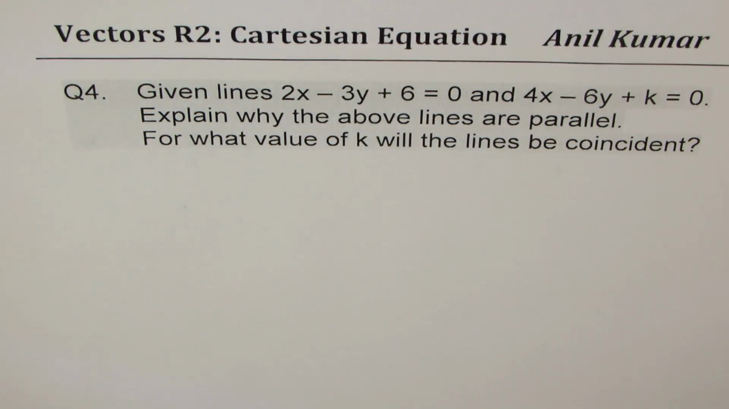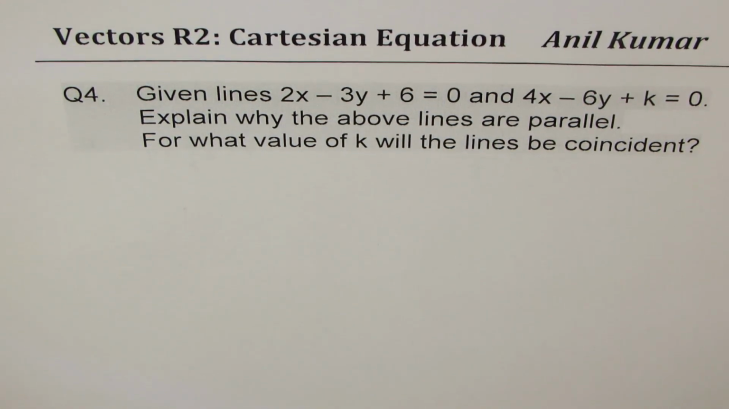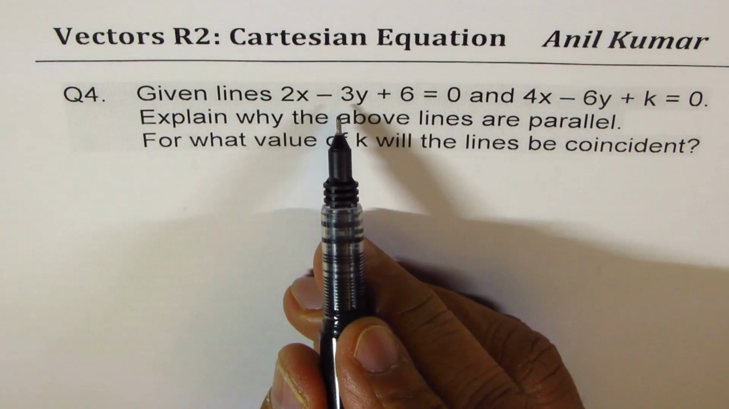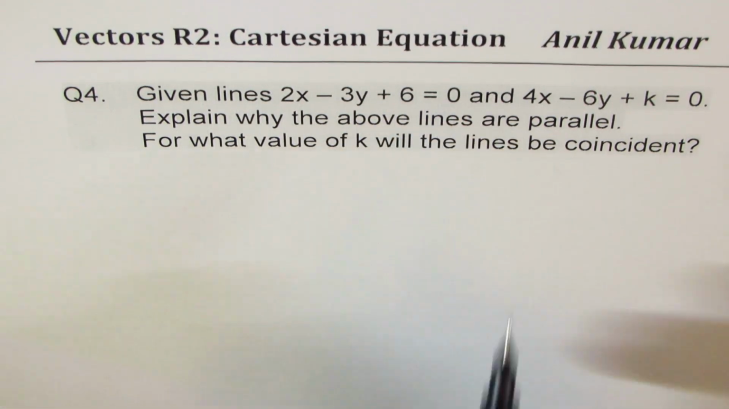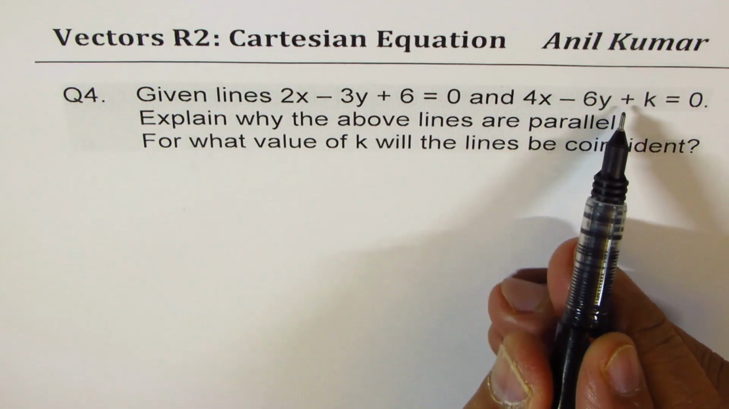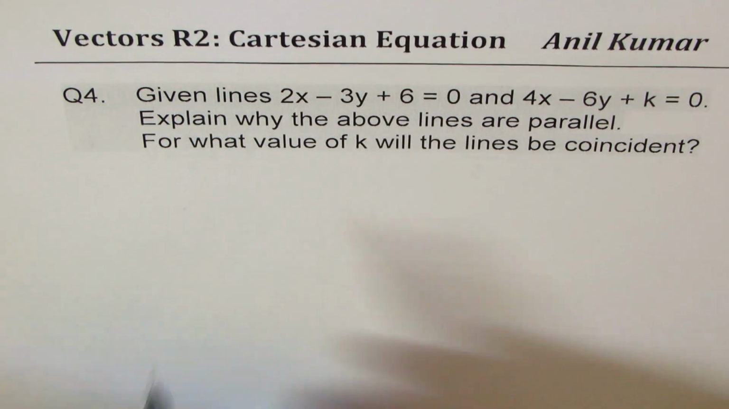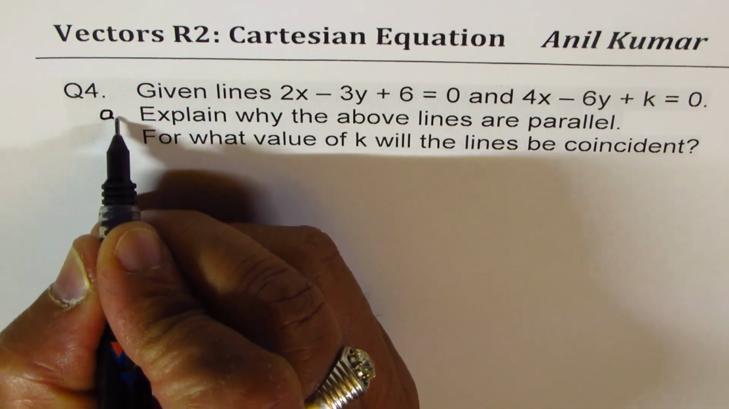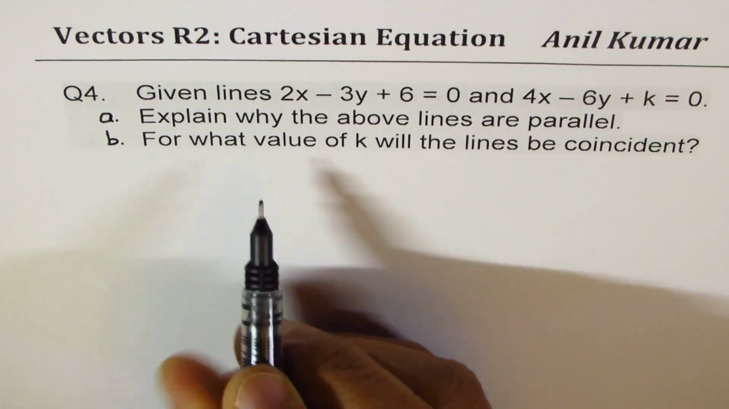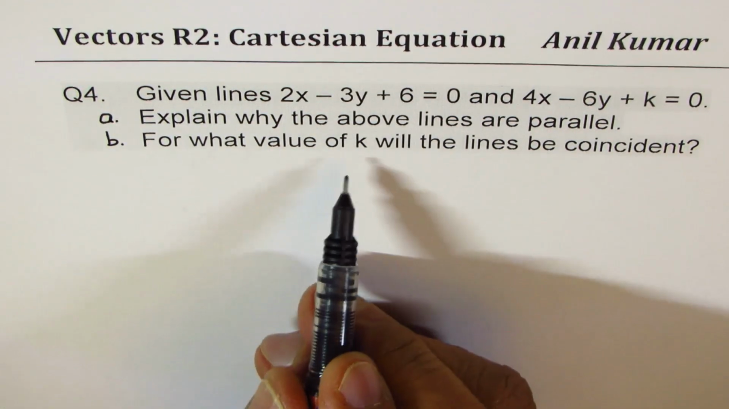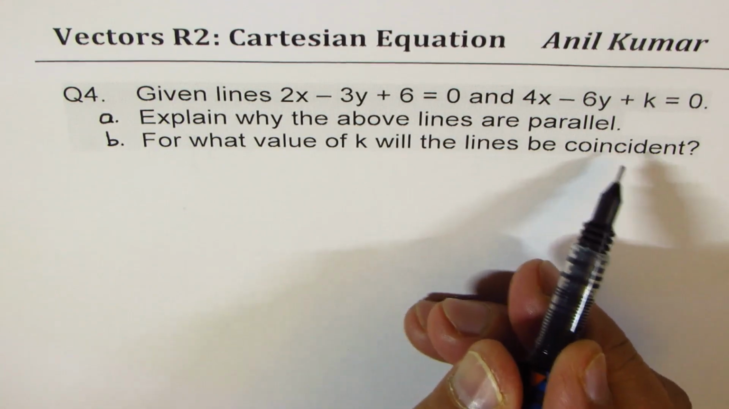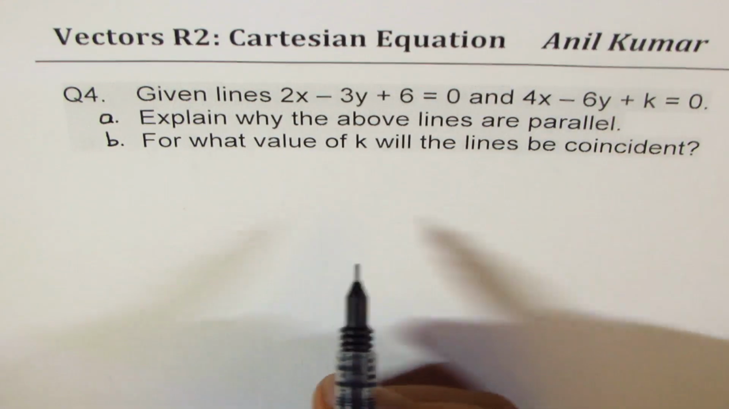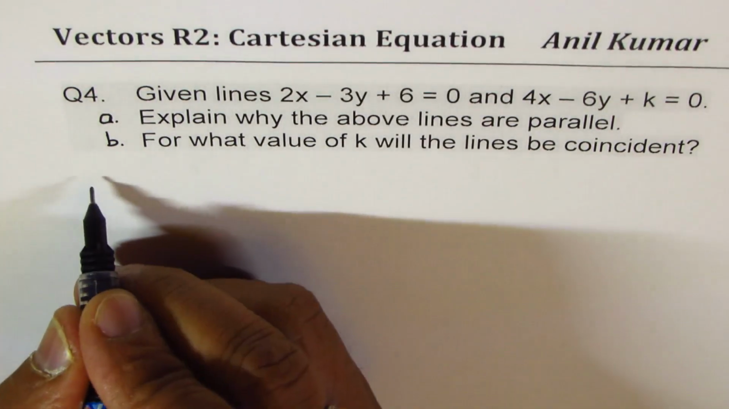Question number 4 is, given lines 2x minus 3y plus 6 equals 0 and 4x minus 6y plus k equals 0, explain why the above lines are parallel. That's part A. And part B is, for what value of k will the lines be coincident? That means exactly same lines, correct? Okay. So we are given two lines.